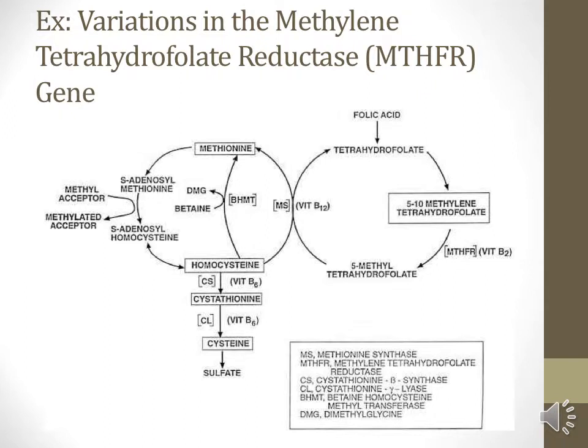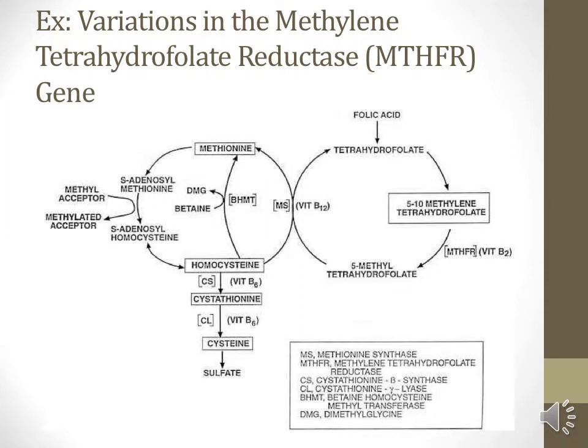So this slide here is showing us a little bit about B vitamin metabolism. And in particular, we're going to talk here first about an example of nutrigenetics. So folic acid, through its metabolism, becomes tetrahydrofolate, and then it gains a methyl group to become 5,10-methylene tetrahydrofolate. It actually gains 2 methyl groups here.